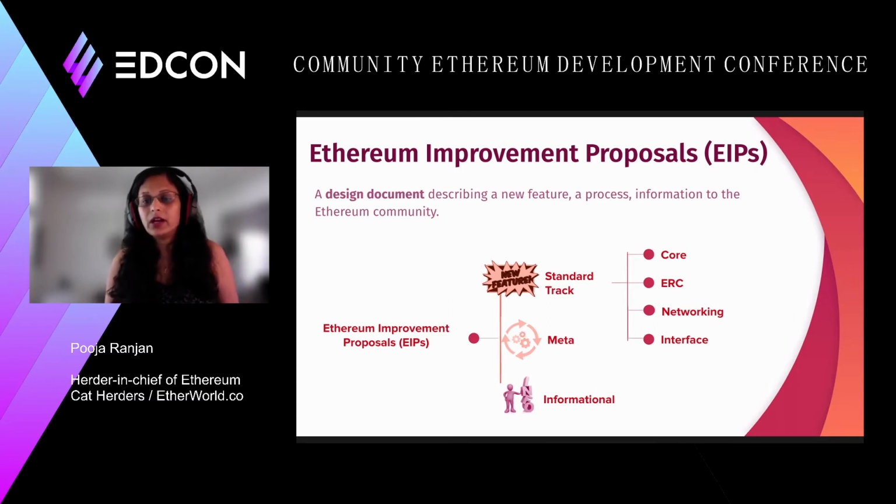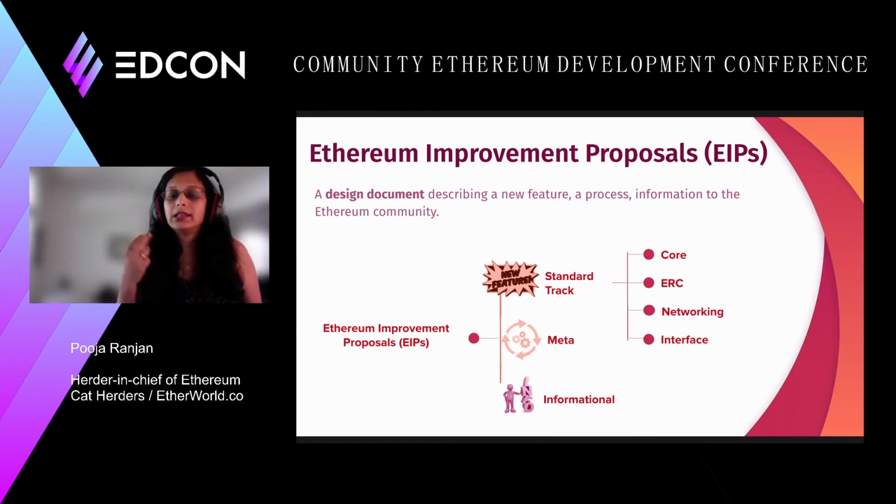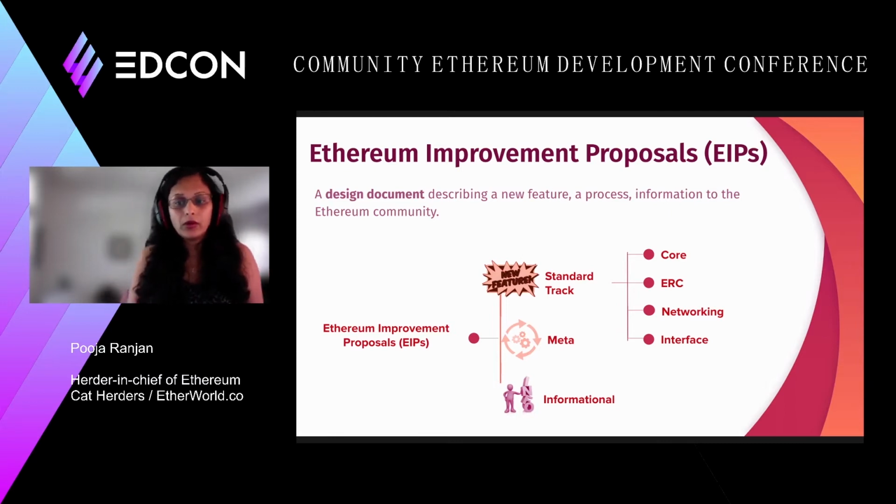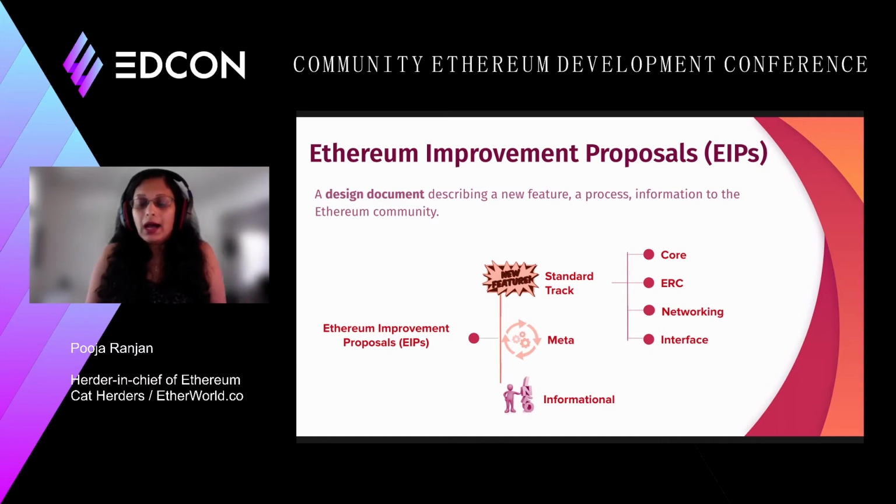This is further divided into four different categories: core, ERC, networking, and interface. ERC is quite popular, with a lot of currencies around. Core are the proposals which actually go into the network upgrade. We'll be talking about some of these.